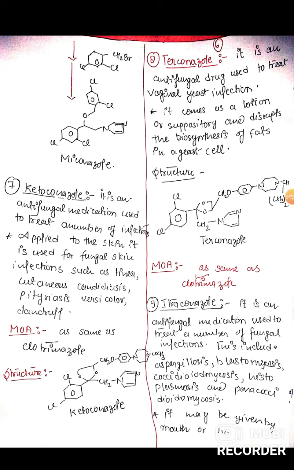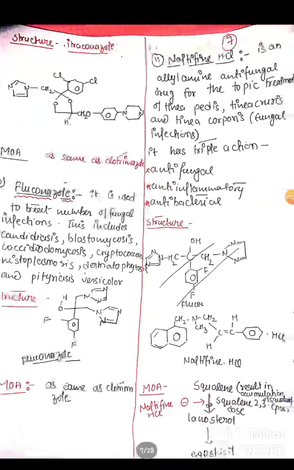The structure of terconazole is as follows, and the mechanism of action is the same as clotrimazole, that is, it also inhibits the synthesis of ergosterol by inhibiting the enzyme alpha demethylase. Itraconazole is an antifungal medication used to treat a number of fungal infections. This includes aspergillosis, blastomycosis, coccidioidomycosis, histoplasmosis, and paracoccidioidomycosis. It may be given by mouth or IV. The structure of itraconazole is as follows.